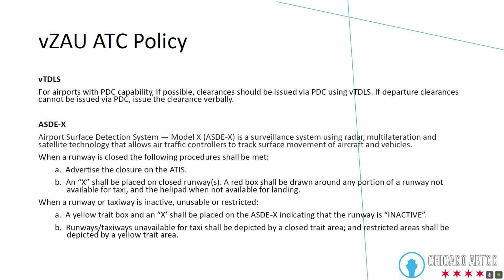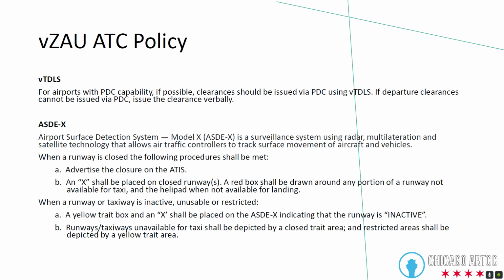On the ASD, when a runway is closed, the following procedures shall be met: advertise the closure on the ATIS. An X shall be placed on the closed runway. A red box shall be drawn around any portion of runway not available for taxi. When a runway or a taxiway is inactive, unusable, or restricted, a yellow box and an X shall be placed on the ASD indicating the runway is inactive. These are, as we've mentioned before, persistent.